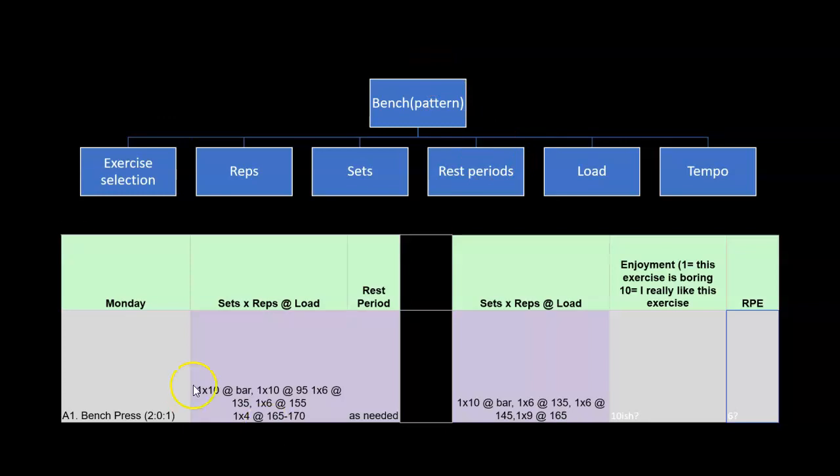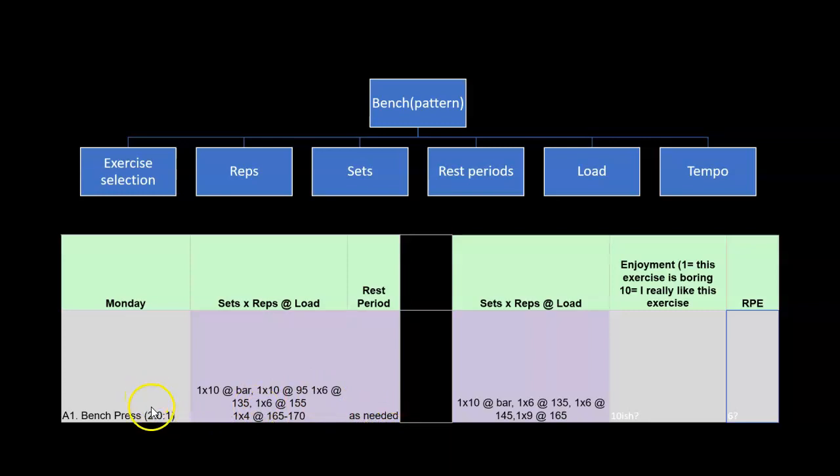So let's say that I wanted somebody to do a bench press. That's my exercise. And if you look under the sets, reps, and load column, you'll see how many sets I'm doing and what load I'm prescribing to that person. That's where you see like 95 or the at symbol. So at 95, at 135, at 155, at 165 to 170. You'll see the number of repetitions that I'm doing. You'll also see rest periods. Sometimes that's kind of broad, which was "as needed" when I put it down there. You'll also see the tempo.